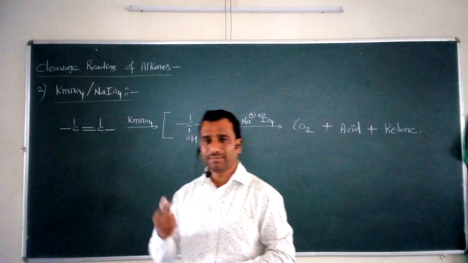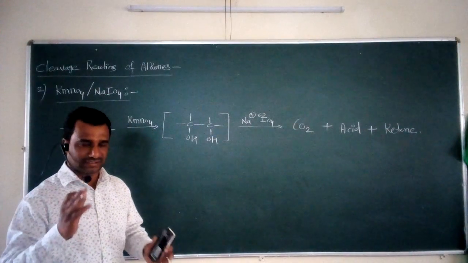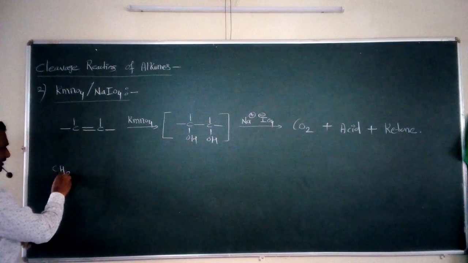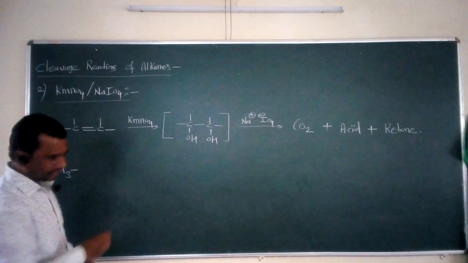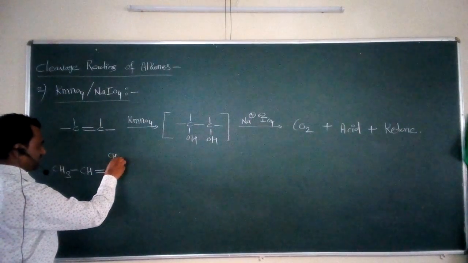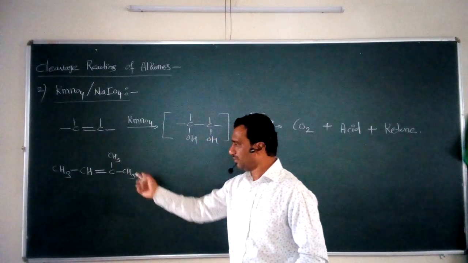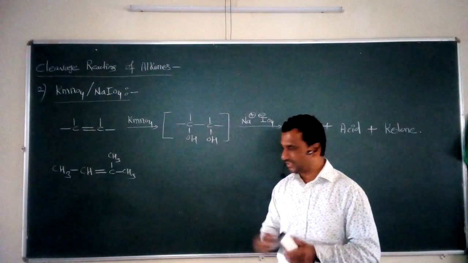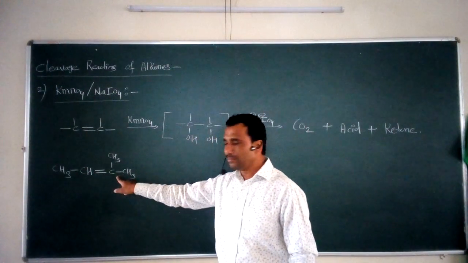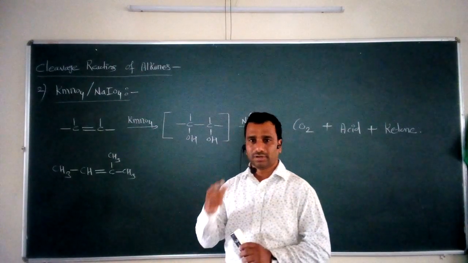Now we are going to take a first simple example of the cleavage reaction. For this purpose I take the first example as CH3-CH=C(CH3)-CH3. This is the reactant molecule we take for studying this degradation reaction. Now what is the name of this compound? This is 1, 2, 3 and 4, so it is called 2-methyl-2-butene. This 2-methyl-2-butene can interact with these reagents.